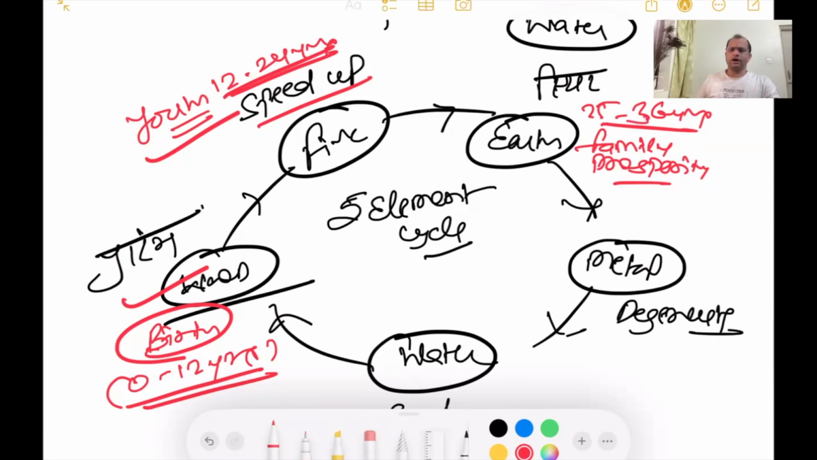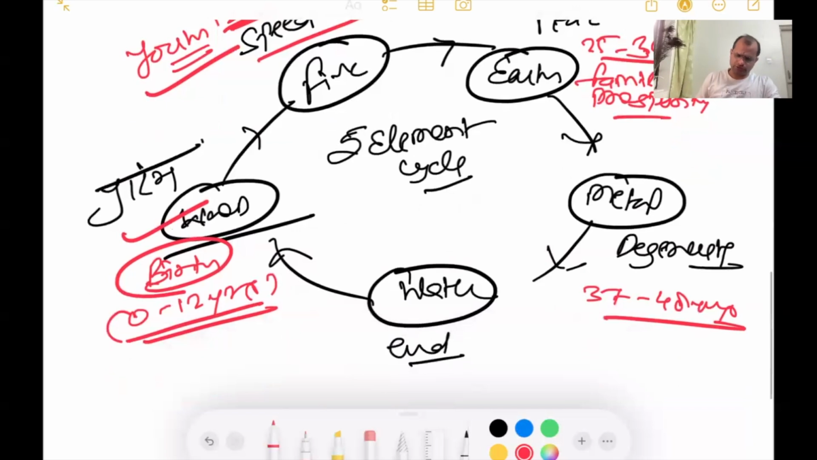Then after the next 12 years, 37 to 48 years, that is the metal phase. Now we are getting degeneration. Our skin getting dry. Our bones are getting degenerated. We are moving toward the retirement. हम बुढ़ापे की तरफ अग्रसर हो रहे हैं. That is the metal phase, drying, degeneration, and finally the 48 to 60 years, that is the water phase, the age of like ending of the five element cycle. Now we have reached our old age and we are getting retirement from the job also, right?